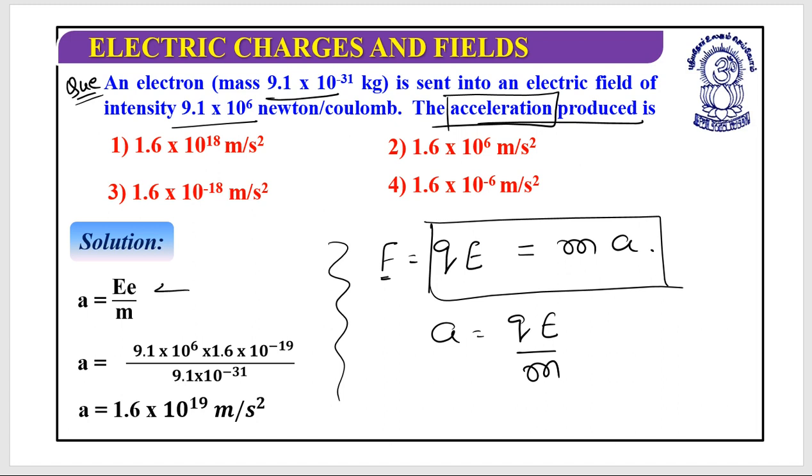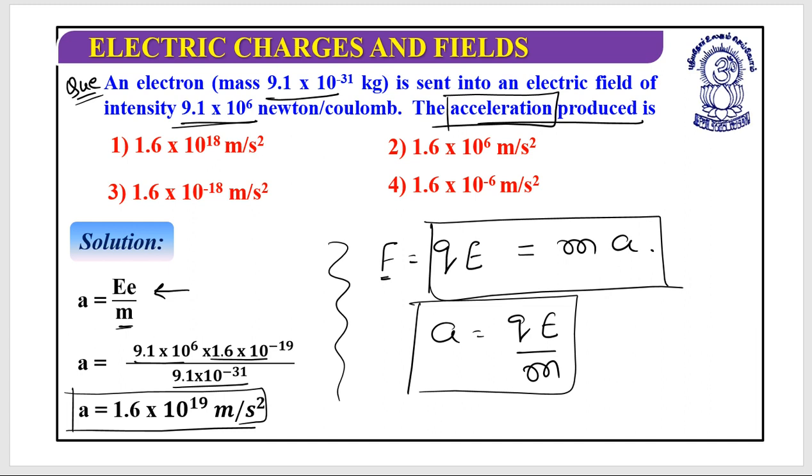Look at this, I have done the same thing. I have put in the values. The electric field is 9.1 into 10 to the power 6, the charge of an electron is 1.6 into 10 to the power minus 19, divided by the mass. When I solve this, I found this, so this would be the answer. I understand that this calculation takes time, but you should be very clear with this concept.